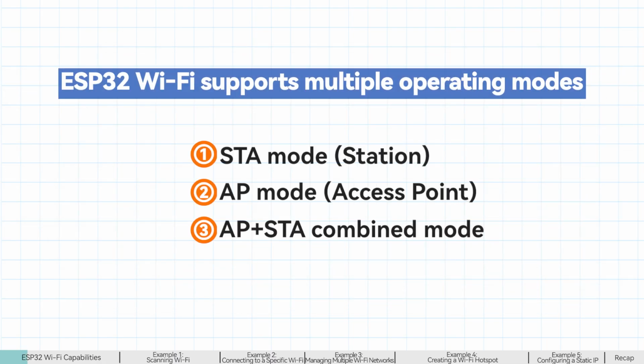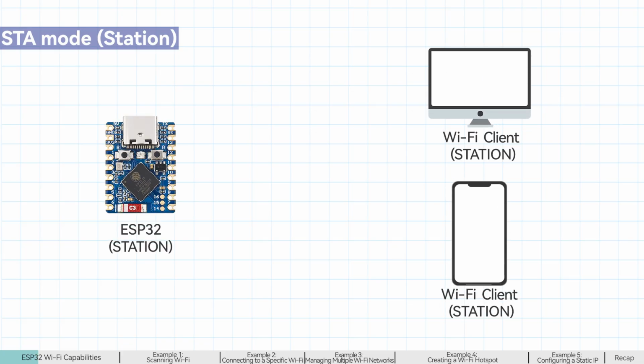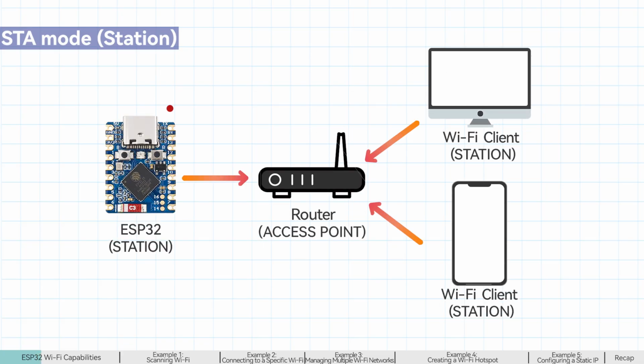ESP32 Wi-Fi supports multiple operating modes. The three most common ones are STA mode, i.e. client mode. In this mode, the ESP32 acts like your phone or laptop. It can connect to an existing Wi-Fi router, thereby gaining access to the local network and the internet.